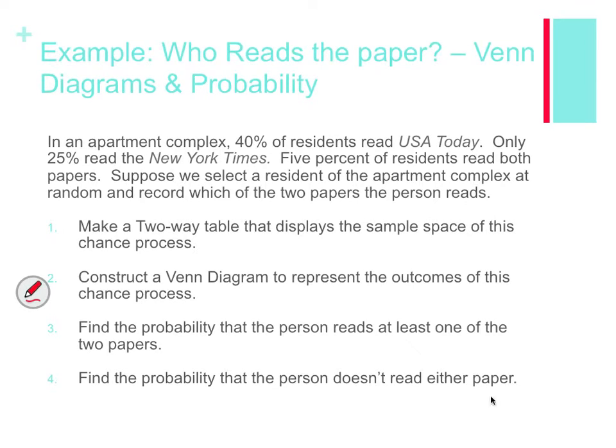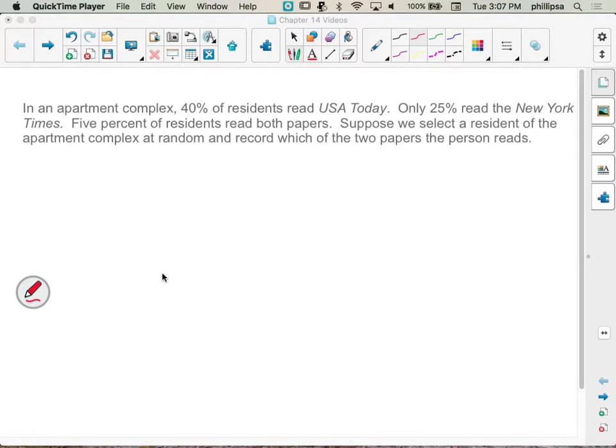Okay, so now let's look at another quick example of Venn diagrams, but also how to go from a problem to a two-way table, and then from a two-way table to a Venn diagram, and ultimately how to read probabilities from it. In an apartment complex, 40% of residents read USA Today. Only 25% read the New York Times. 5% of the residents read both papers. Suppose we select a resident of the apartment complex at random and record which papers the person reads. The first thing we want to do is make a two-way table that displays the sample space of this chance process.